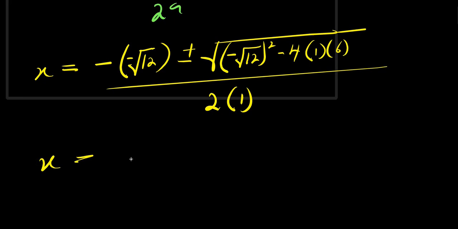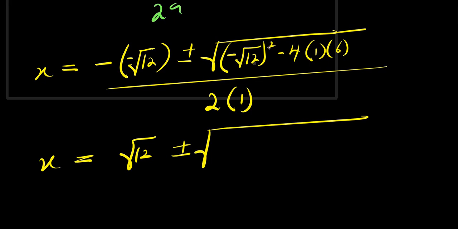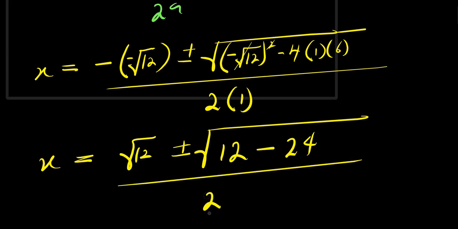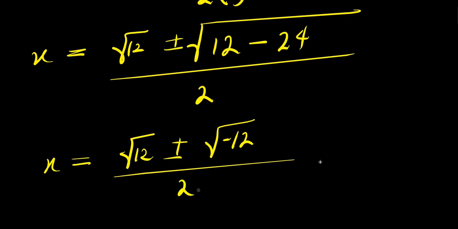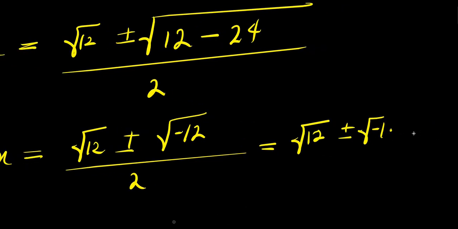So from here, we have x equals square root of 12 plus or minus square root of negative root 12 to the power of 2. This cancels this. That will give you 12 minus this will give us 24. This is divided by 2. So from here, I have x equals square root of 12 plus or minus square root of negative 12, divided by 2. That means this will give us square root of 12 plus or minus square root of negative 1 times square root of 12, divided by 2.